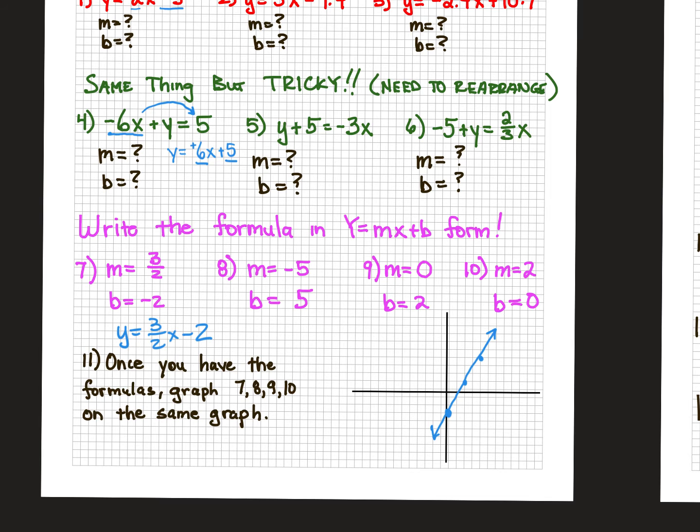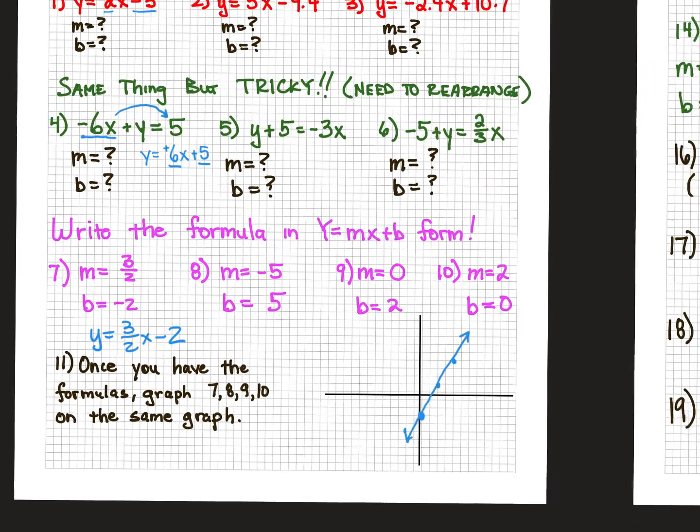You should know where to start your graph at the b. You should know how to graph by moving with the slope, up 3 over 2, up 3 over 2. So I started at -2 and moved up 3 over 2. You should be able to graph 8, 9, and 10. I already graphed those on the video just a second ago, so you should have all of those.